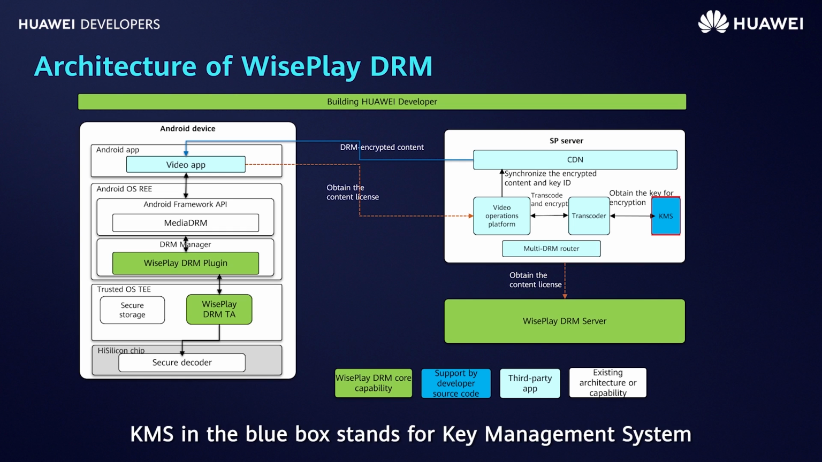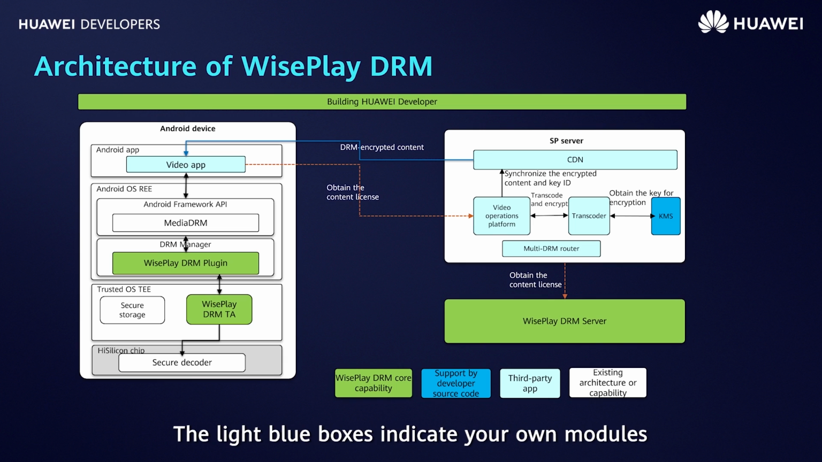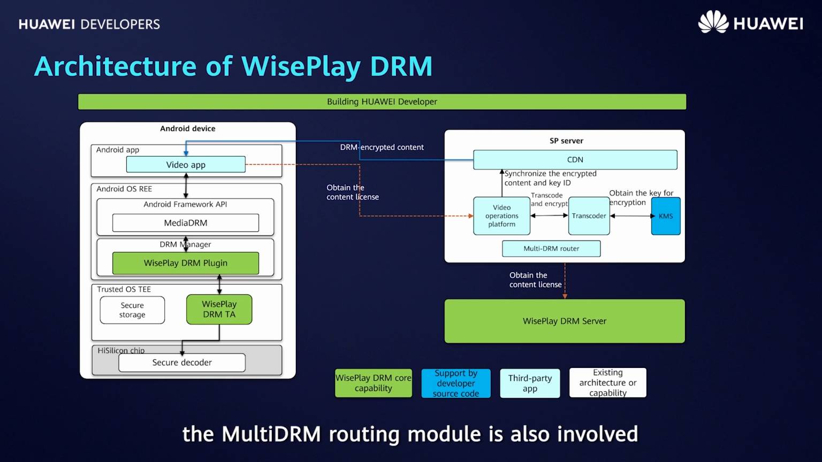KMS in the blue box stands for Key Management System and is responsible for generating and managing content encryption keys. You can build the KMS by yourself to reduce your workload. Huawei provides sample code for reference. The light blue boxes indicate your own modules, including the video operation platform, transcoder, CDN, and video app. If your multiple DRMs are connected, the multi-DRM routing module is also involved.